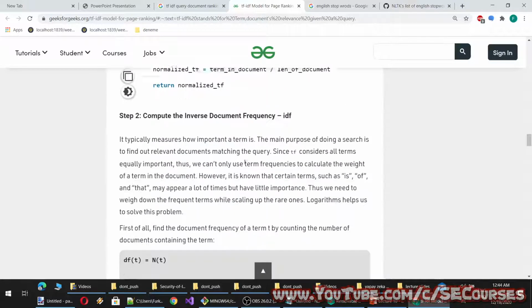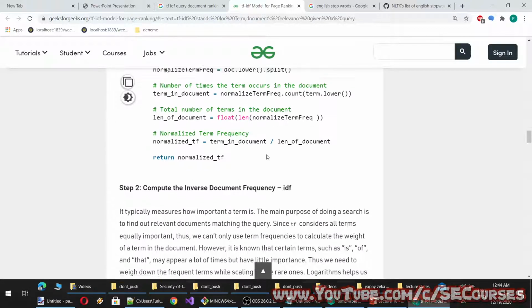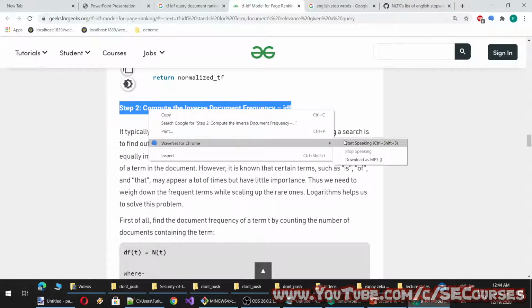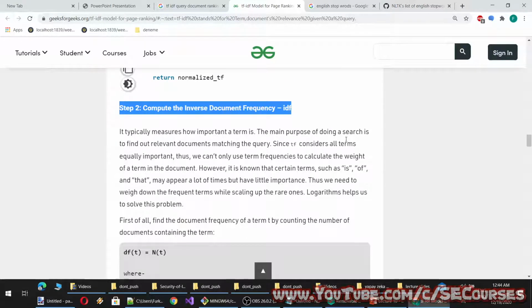There is some Python code. You can write this in any programming language. Then step 2 starts. Step 2. Compute the inverse document frequency, IDF.